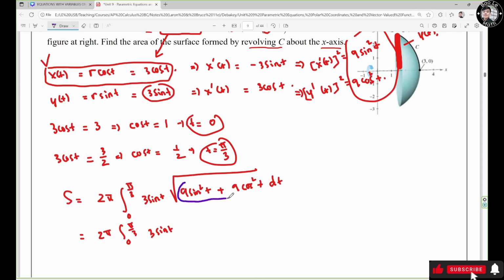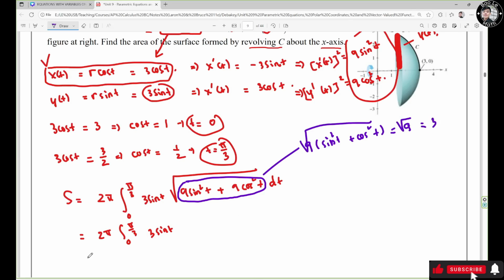Now if I factor 9 out, I have sine squared t plus cosine squared t, right? But sine squared t plus cosine squared t equals 1. So this guy equals 9, and take the square root of both sides, so the answer is 3, right? So this guy turns out to be 3 times 3 equals 9, right? dt. So it's going to be 18 pi.